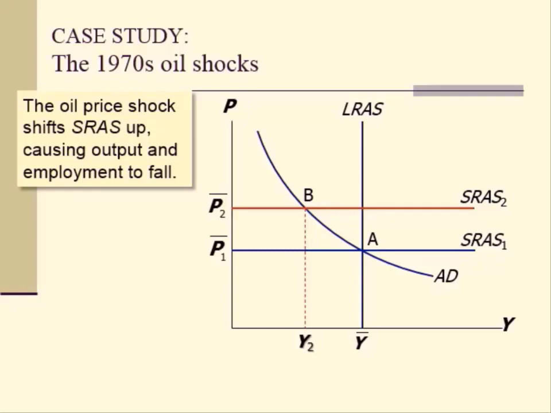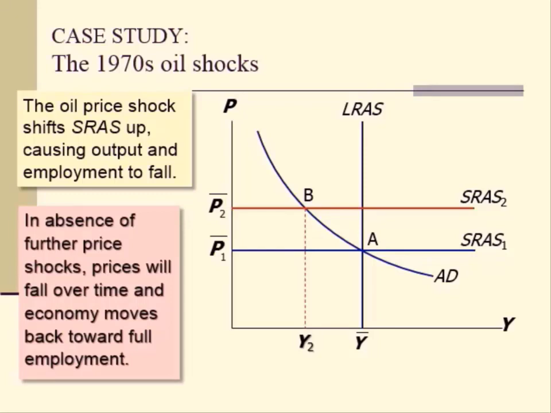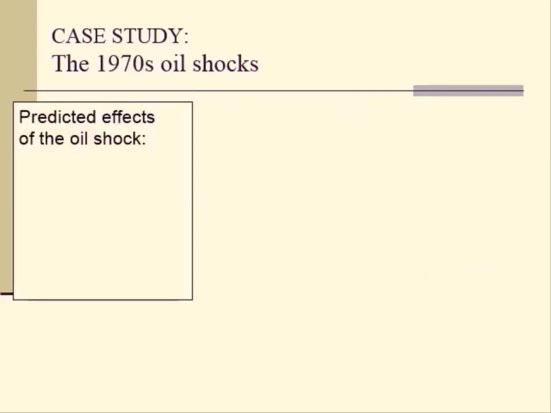And in the absence of further price shocks, prices will fall over time eventually. So moving back along the AD curve, as prices fall, the economy moves back toward full employment, going back to point A, returning to Y bar, returning to the natural level of employment, and returning to the initial price level P1 bar.